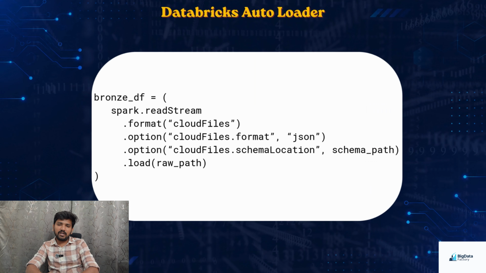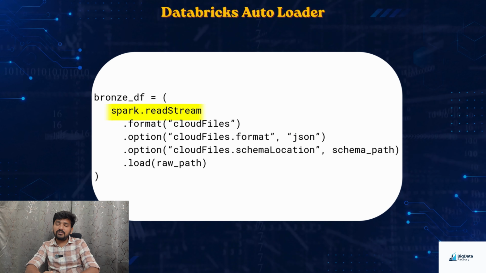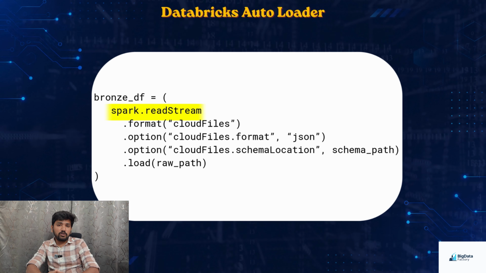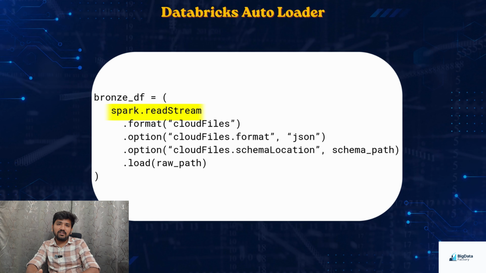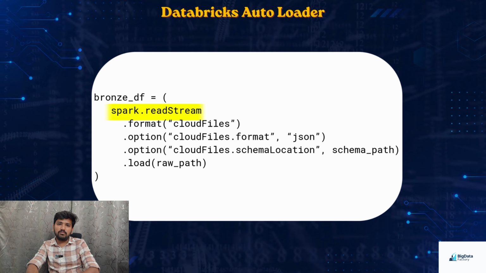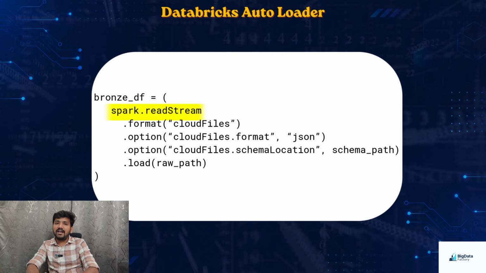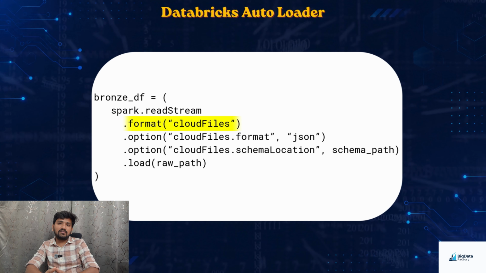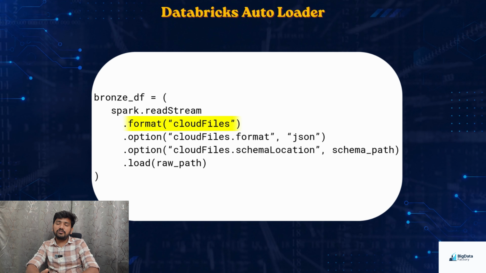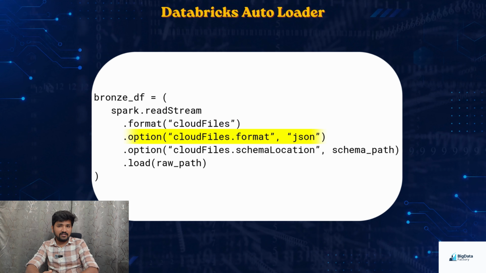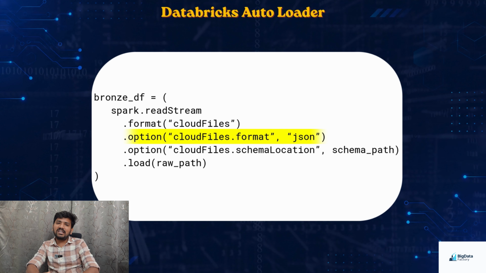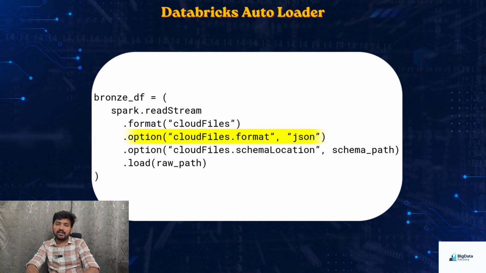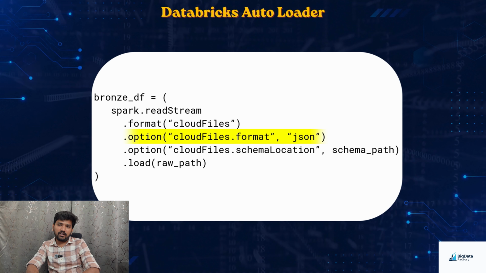Let's understand this line by line. readStream means we are using Spark structured streaming style ingestion. But don't get confused. This does not always mean we need a never-ending streaming job. We can also run this in a batch-like way using triggers. Now this line is important. This tells Databricks that we are using Auto Loader. Then this line tells Auto Loader that the incoming files are JSON files. If your files are CSV or Parquet, this option changes accordingly.